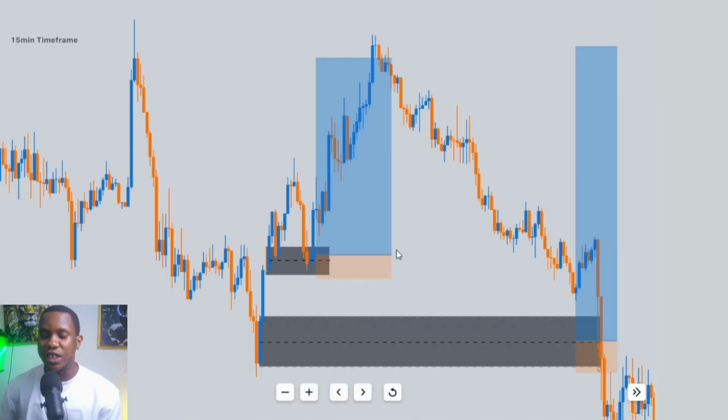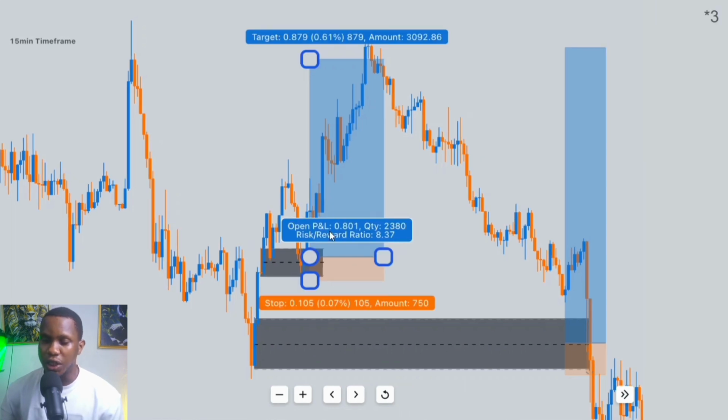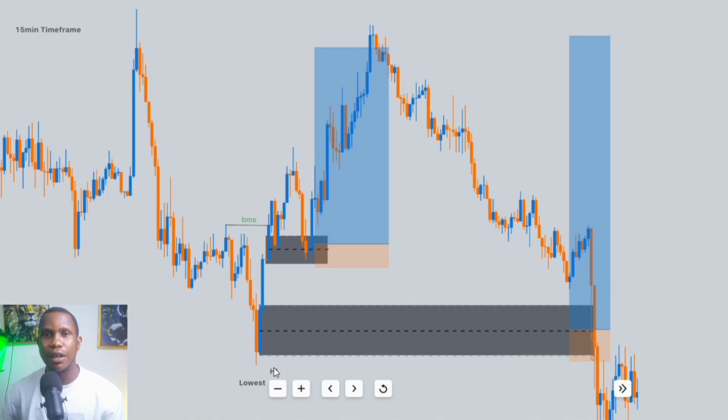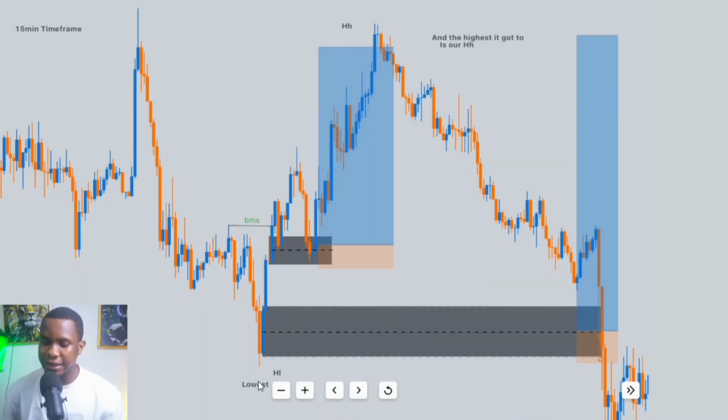Higher low is the lowest it got to before a break of market structure. This is another trade I took. Gave me a 1:8 risk to reward ratio. This is the same USD-JPY before I actually took down 1:10 RR trade that was around here. This filled in so fast I couldn't send it out. This is the lowest it got to before making a break of market structure, which is our higher low, guys. And the highest it got to is our higher high, guys.